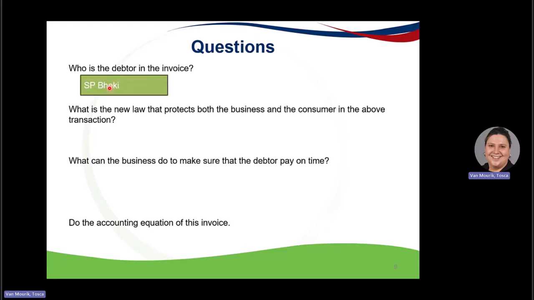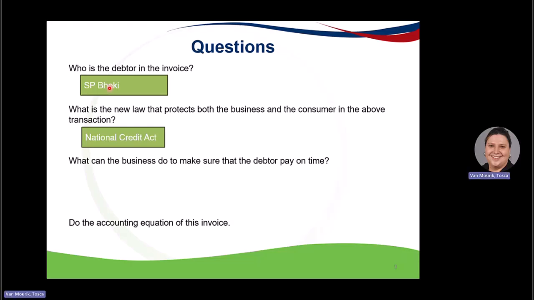The second question might be, and this is more of an application type of question: what is the new law that protects both the business and the consumer in this transaction? The National Credit Act is the new law that protects the business and the consumer to make sure that both of them can actually afford this transaction.